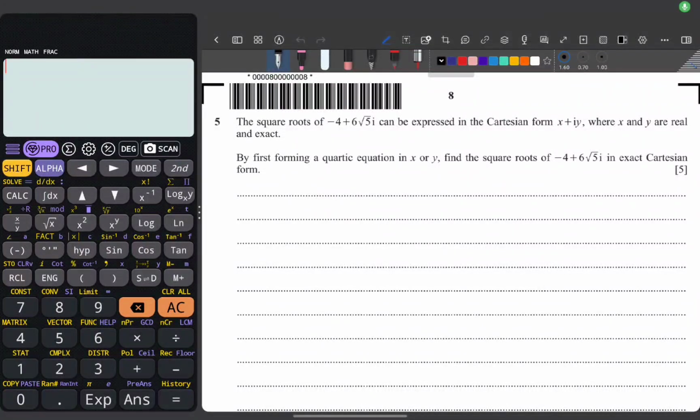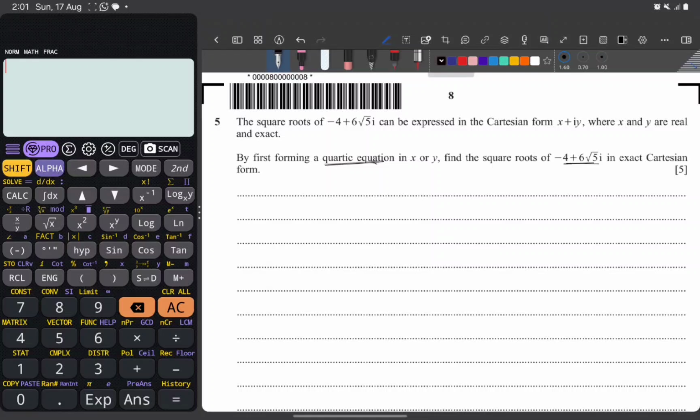At number 5, which says blah blah blah, the square roots can be expressed in the Cartesian form x plus iy, where x and y are real and exact. I'm just reading, but this is nonsense. Look at this: by first forming a quadratic equation, find the square roots of this. Good. So even if they did not say find the square roots, you are still going to have an equation which would be quadratic. Let's talk about this.